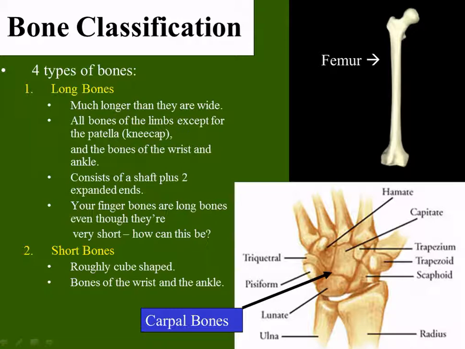When you look at short bones, they're typically cube-shaped, so they're about as high as they are wide. So long bones versus short bones. Long bones are longer than they are wide. Short bones are roughly cubed, so they're about the same width as they are height.